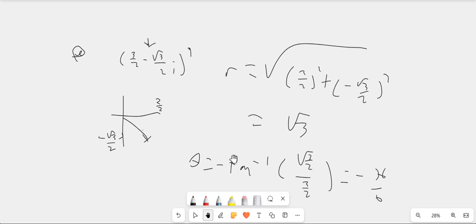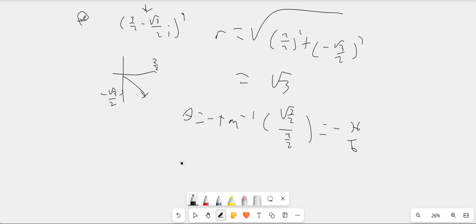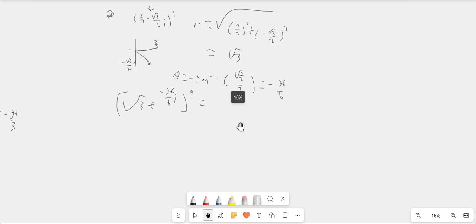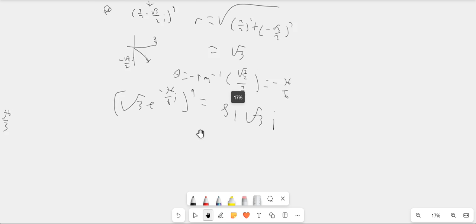So we've got root 3 e to the power of minus pi over 6 i, to the power of 9. And again, times that in and whatnot, yeah. It's going to be root 3 cos minus 9 pi over 6 plus i sine minus 9 pi over 6 here. Root 3 to the power of 9, sorry, so 81 root 3, yeah. And that's going to give you 81 root 3 i. That's the final answer if you put that in your calculator here. As in put it in cosine form, yeah, and then put it in the calculator here.